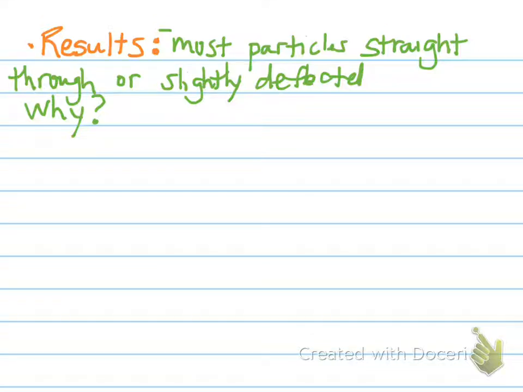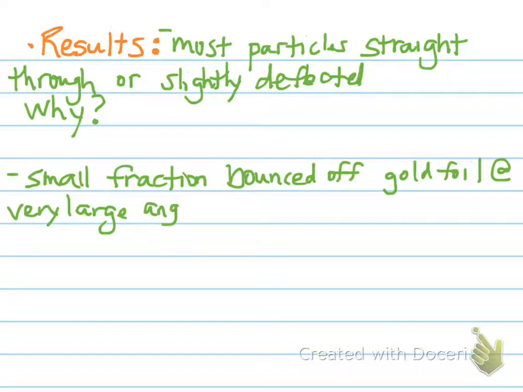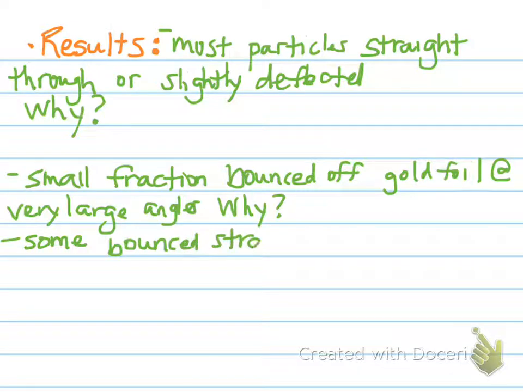However, a small fraction of these particles bounced off the gold foil at very large angles. Again, we're going to put a kind of Y. And some of these particles bounced straight back toward the source.